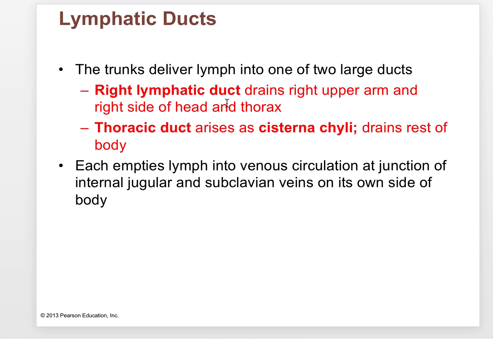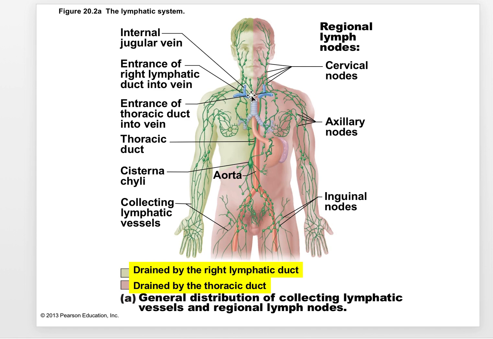Here's a picture that shows the areas in light green are the areas that are drained by the right lymphatic trunk. And you see it's the right side of the face, the neck, the right shoulder, the right upper extremity, the right thorax. But pretty much all the rest of the body, including both lower limbs, the left arm, the left shoulder, the left side of the face, is drained by the thoracic duct.